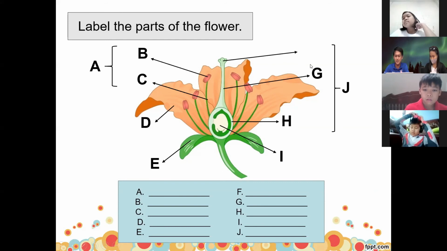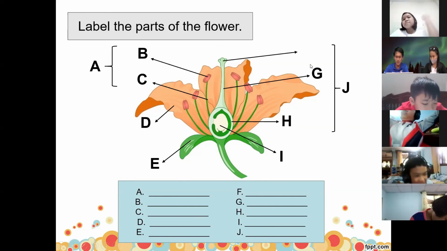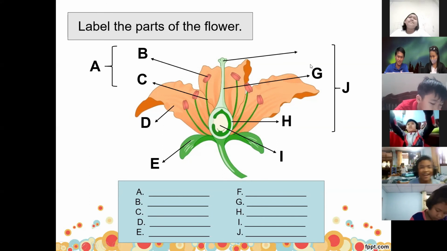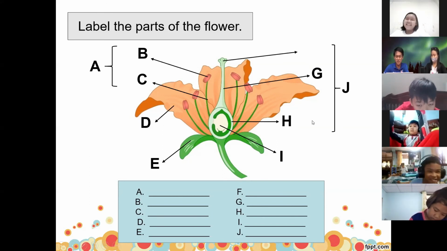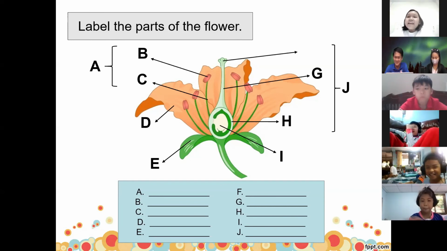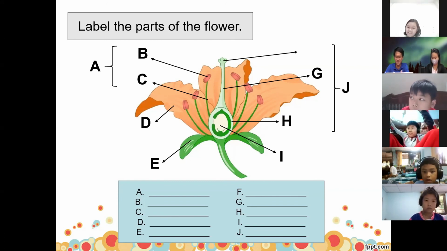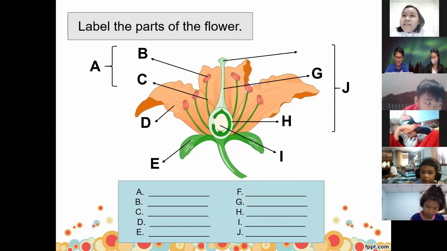So, are there any questions about our lesson? No. Are you sure? Okay. I will ask some questions. What is the male part of a flower? Stigma. Wrong. Again, what is the male part of the flower? Stamen. Very good. What is the female part of a flower? Pistil. Okay, very good.